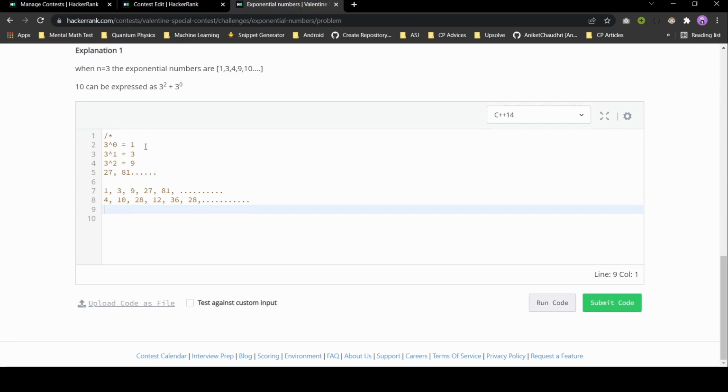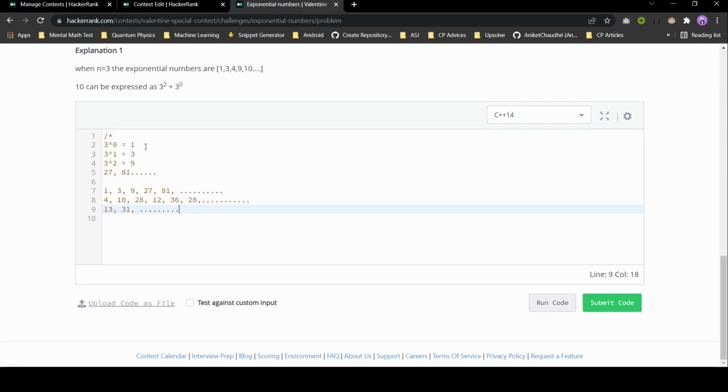Then we can take three numbers at a time. So if we take 1, 3, 9, what will we get? 13. Then 1, 3, 27, we will get 31, and so on. We can take 4, 5, like 4 elements at a time. So we have a collection of different numbers which we obtained by summing up the different powers of 3.